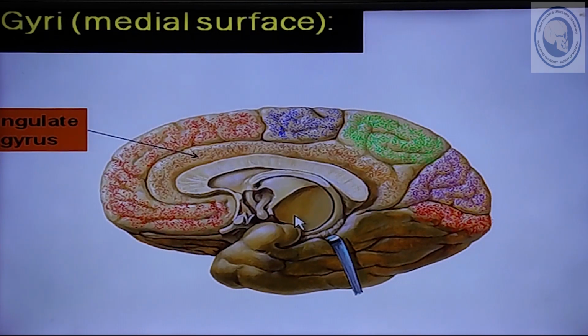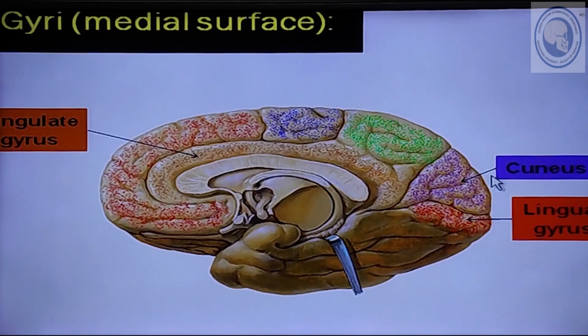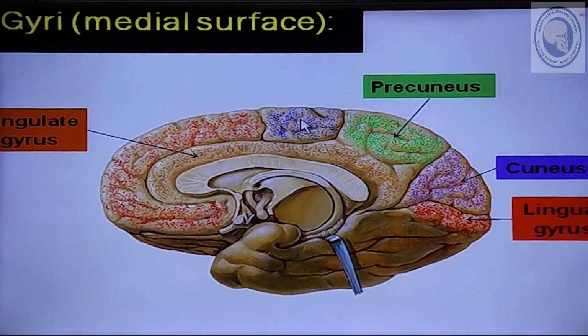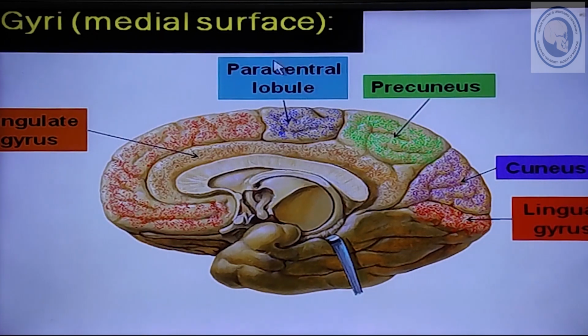And what about other gyri on the medial surface? We can arrange them from below the calcarine sulcus, and you can ascend and rotate in the anti-clockwise direction. So I can arrange them as lingual gyrus. Above the calcarine sulcus, we will find the cuneus. In front of the cuneus, there is the precuneus. And in front of the precuneus, there is the paracentral lobule. While in front of the paracentral lobule, we will find the medial frontal gyrus.